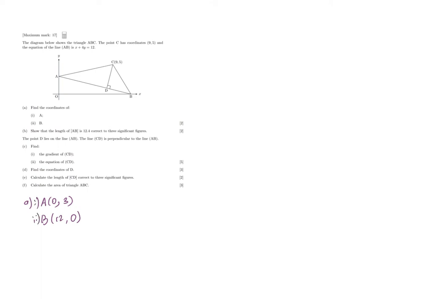Now we can move on to part B. Show that the length of AB is 12.4 correct to 3 significant figures. So the answer is given in this problem. When you have a question and the answer is given, you are not to just write the value that is given. You have to show through process that that number is correct. So in order to show that the length of AB is 12.4, we need to calculate the distance using the distance formula from the point A to the point B.